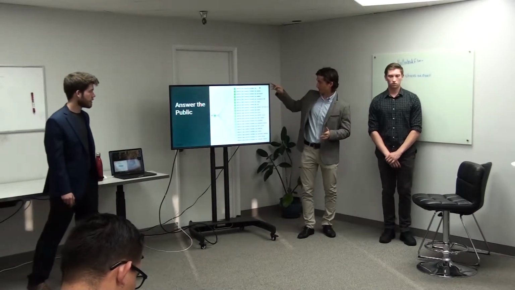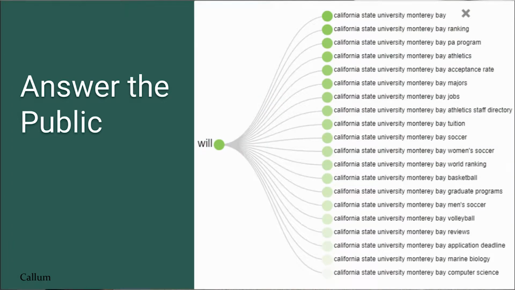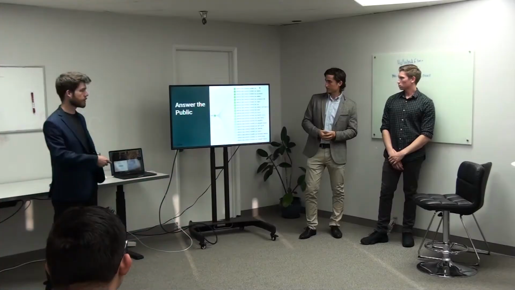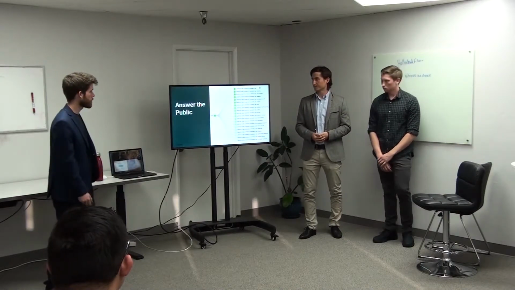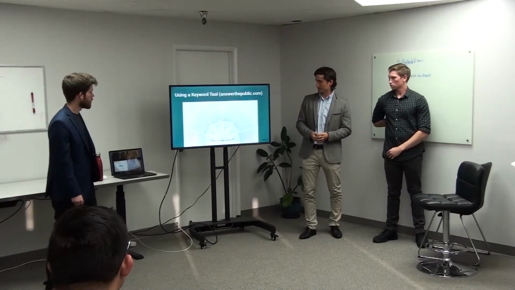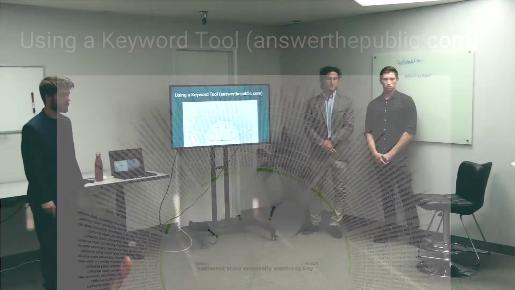And so here, this is zoomed in on a search for California State Monterey Bay. And it gives you a lot of different phrases related to, will California State Monterey Bay do something, as well as a number of different subjects, which was just the search that we looked for. And from the wide, zoomed out view, you'll get page after page after page. And so that's a really good place to start.